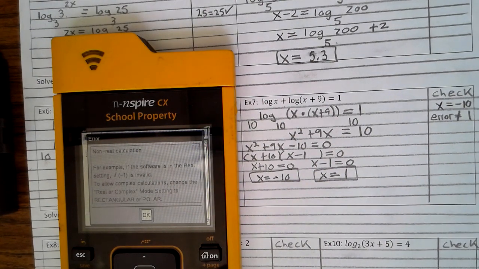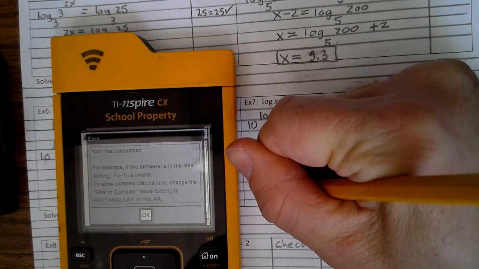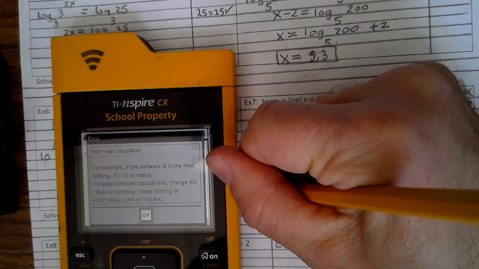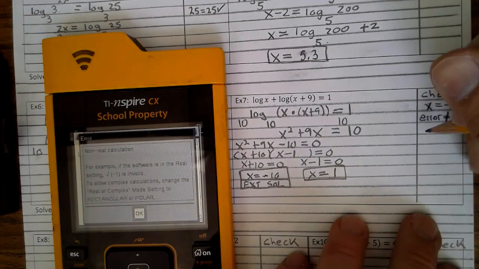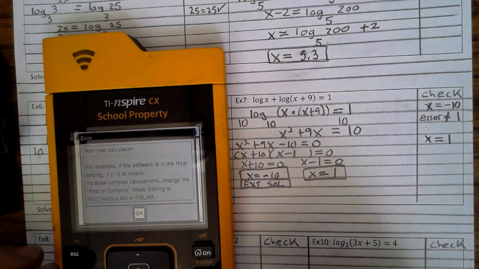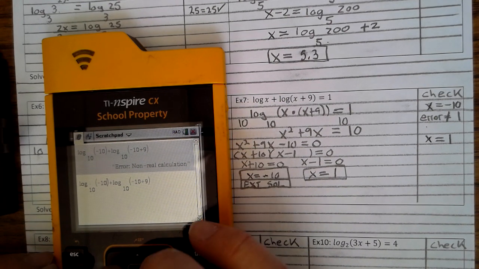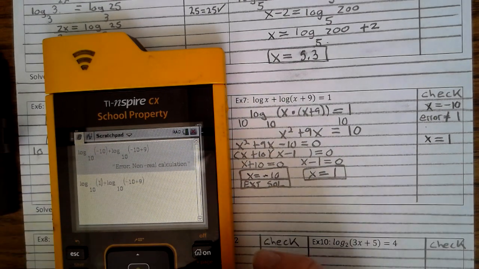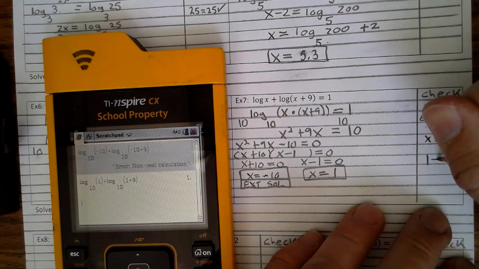Okay, so now let's check x equals 1. So I can use the same thing here, and I'm going to change the negative 10 to 1 and change this to 1. You see that 1 equals 1. So this checks. So x equals 1 is the solution. All right, let's take a look at example 8.